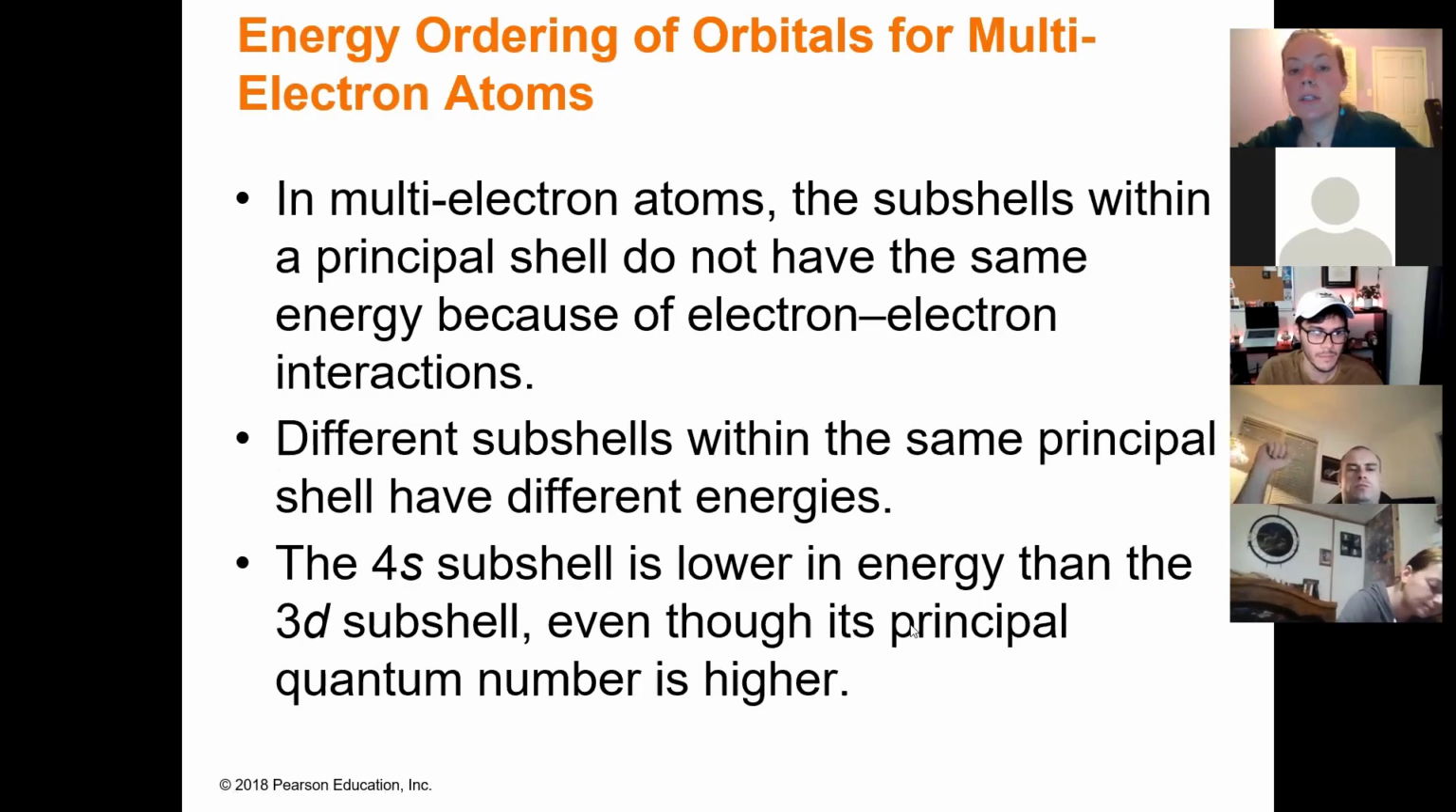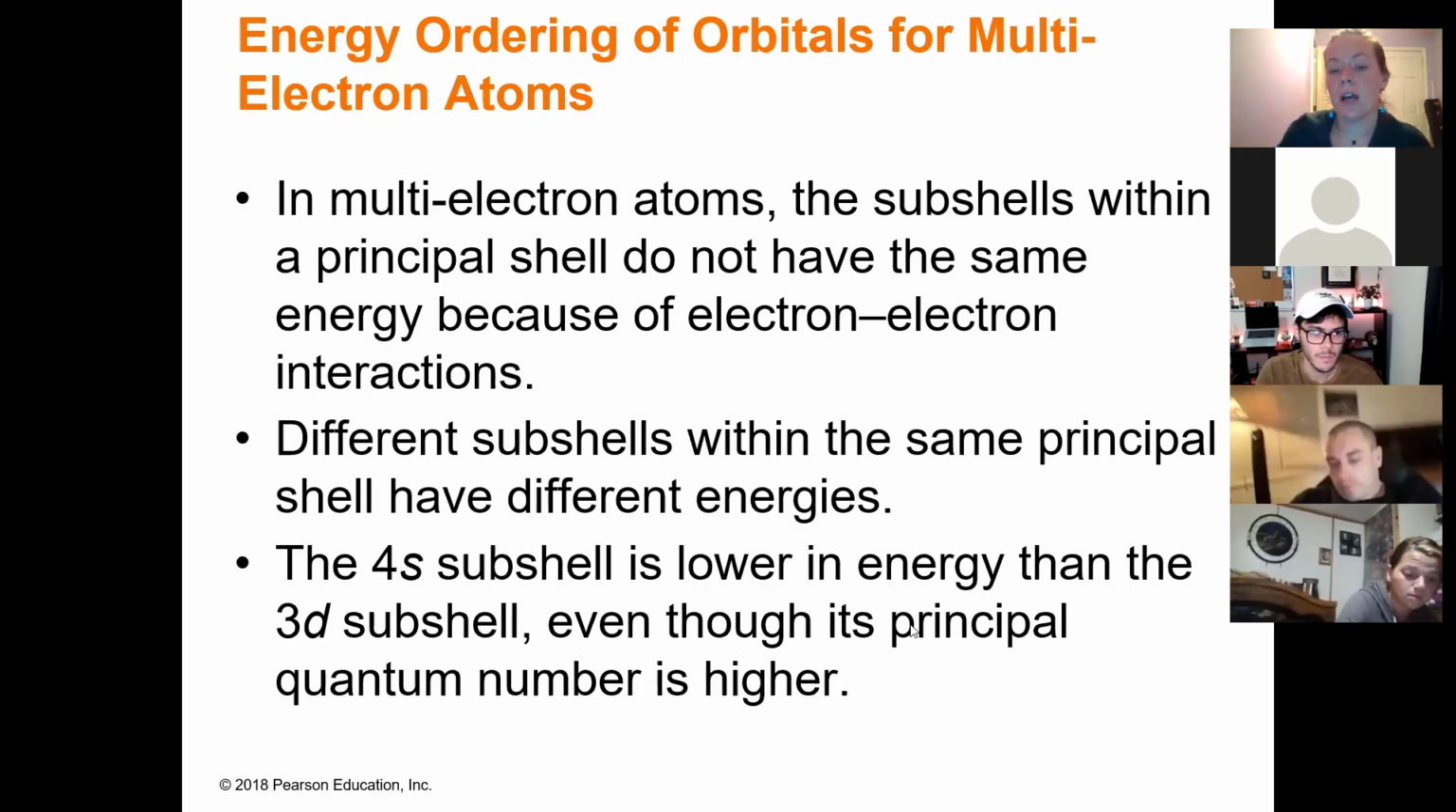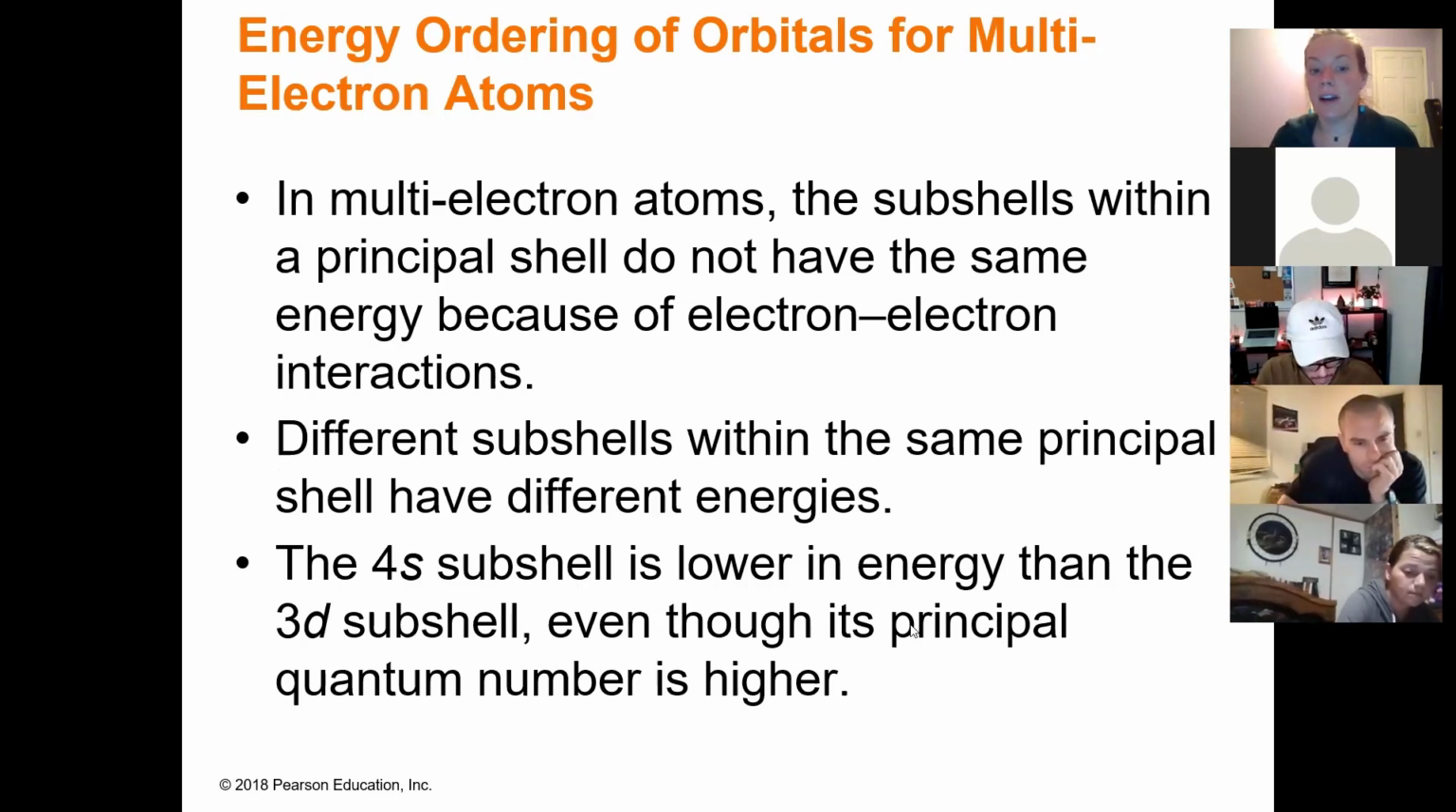So in multiple electron atoms, which is, I mean, everything past hydrogen has more than one electron, the subshells within a principal shell do not have the same energy because of electron-electron interactions. So different subshells within the same principal shell have different energies. This is where it gets a little weird. The 4s subshell is actually lower energy than the 3d subshell, even though its principal quantum number is higher. So this has a lower energy or is easier to fill than this.